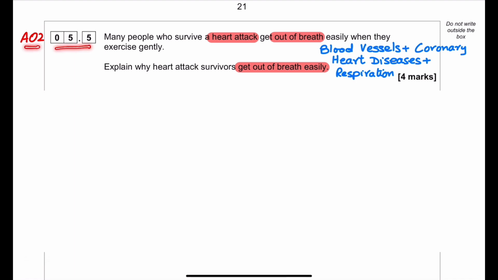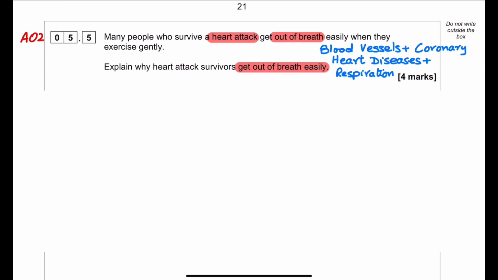5.5 is an AO2 question, and this question is from blood vessels, coronary heart diseases, and respiration. Many people who survive a heart attack get out of breath easily when they do exercise gently. Explain why heart attack survivors get out of breath easily.